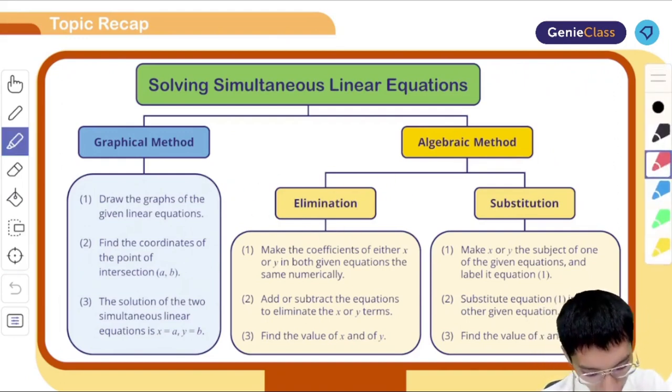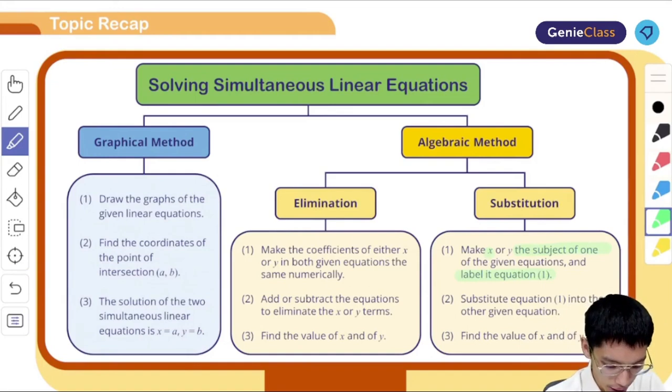Substitution, key things to take note. First thing, one of them should be the subject. Label it equation 1. Then we substitute the equation, that's the notion of substitution, into the other equation. Lastly, we just find the value of x and y. That's the notion of substitution over here. Right, now what is the example of a particular question that uses substitution?